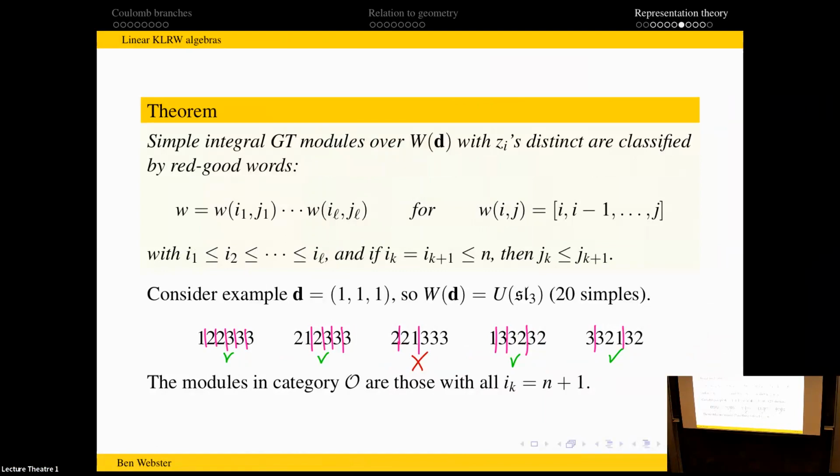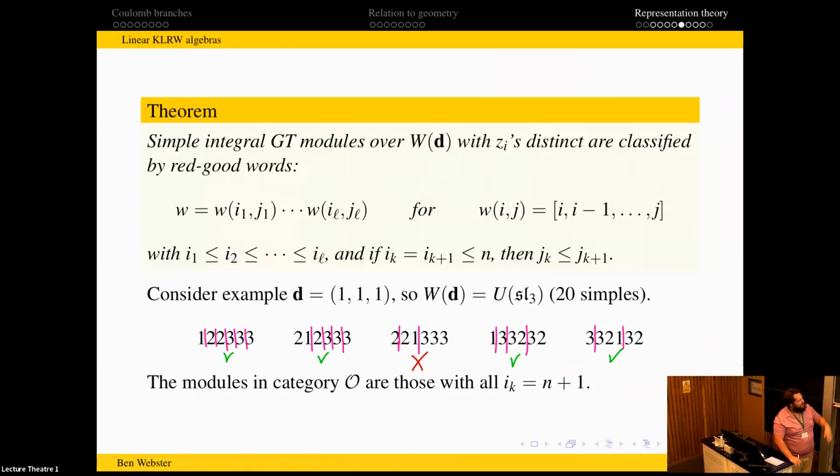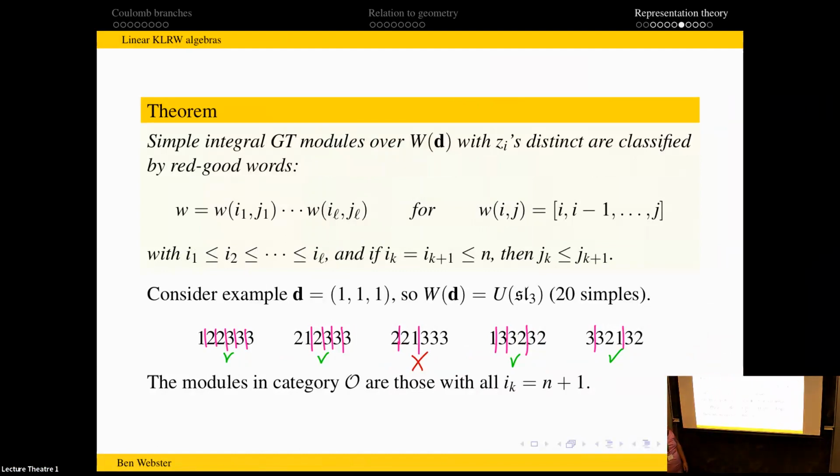All right, and indeed, these completely index the simple integral Gelfand-Tsetlin modules over the W-algebra, where I've fixed the central character to be generic. So basically, it's not on one of the walls of the Weyl chambers, or not a singular weight, I should say. And I just thought I would put an example here of how this process works, right?